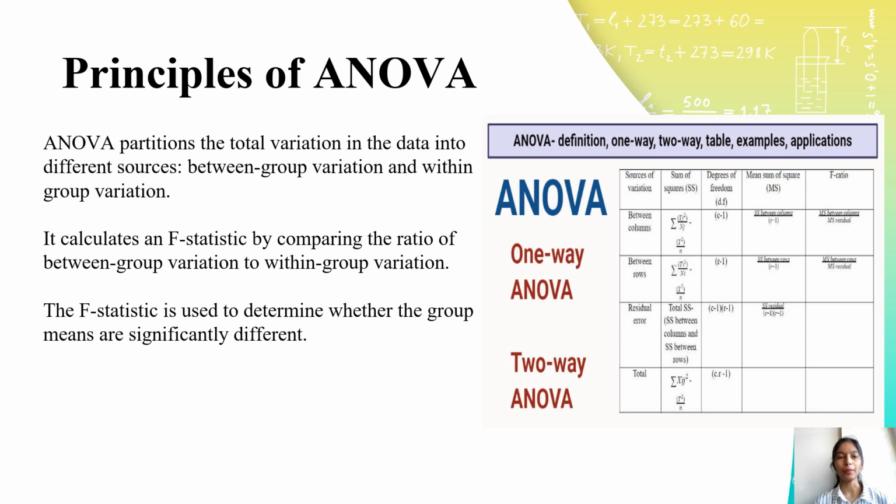Principles of ANOVA. ANOVA partitions the total variation in the data into different sources: between-group variation and within-group variation. It calculates an F statistic by comparing the ratio of between-group variation to within-group variation. The F statistic is used to determine whether the group means are significantly different.